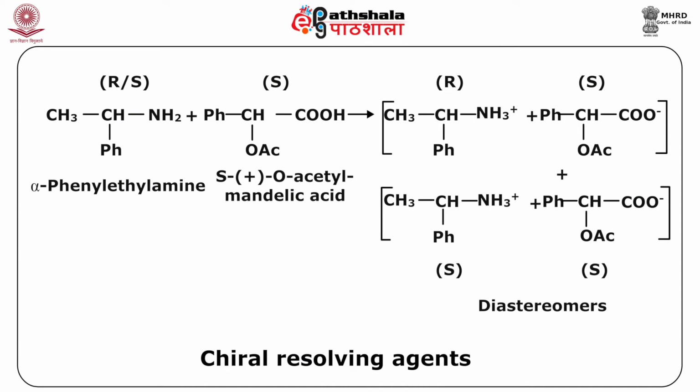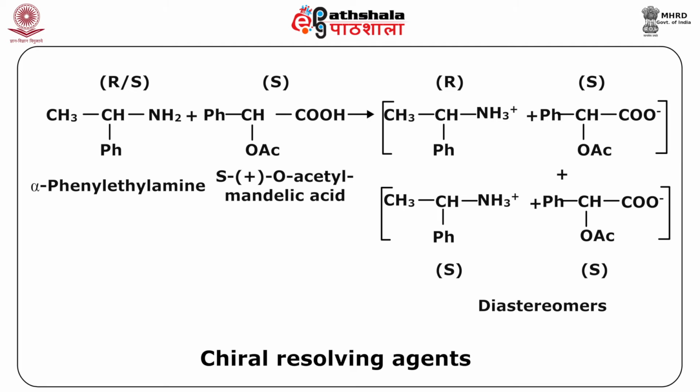Suppose we have a mixture of R and S isomers of alpha-phenylethylamine. When an optically pure chiral resolving agent like S-(+)-O-acetyl mandelic acid is mixed with the mixture, two diastereomers are formed, that is RS and SS. Now the methyl group has become diastereotopic and the chemical shift of the methyl protons in both the diastereomers will be different. Here in this particular case, students, two doublets, each for one diastereomer, will be observed in the NMR spectrum due to the methyl protons.